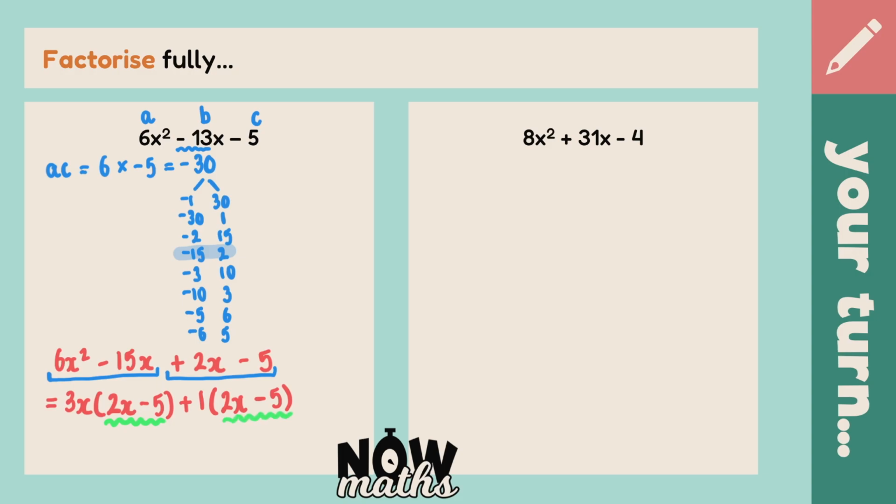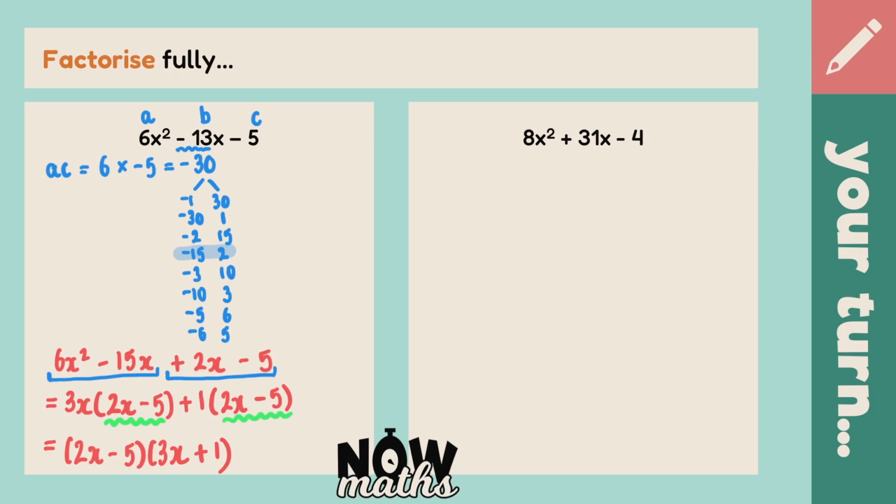So we take out a factor of 2x subtract 5. And if we divide the first term by 2x subtract 5, we're left with 3x. And if we divide the second term by 2x subtract 5, we're left with 1. And this is now our fully factorised quadratic, and those brackets could be written in either order.